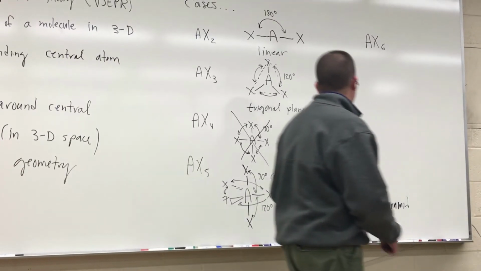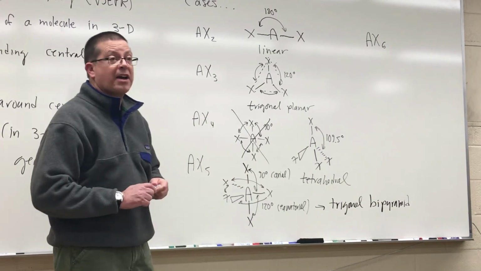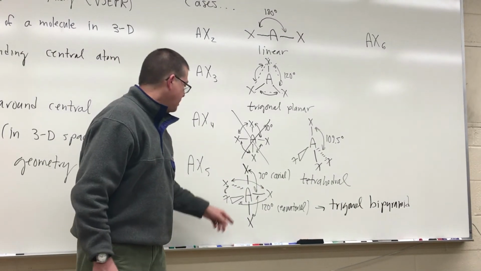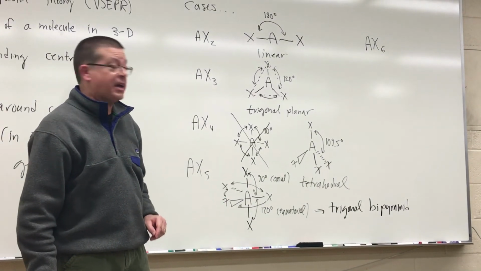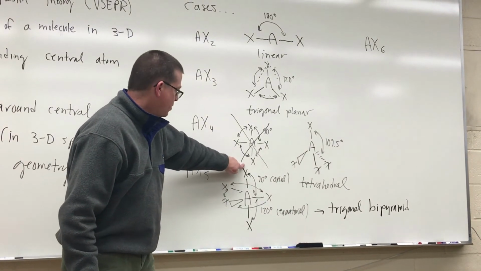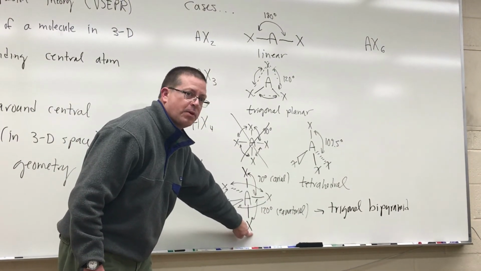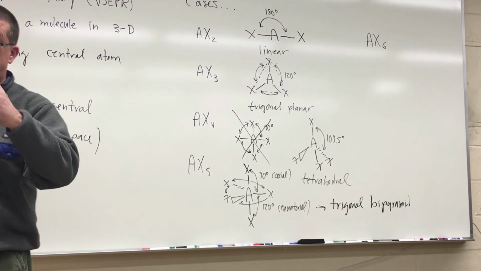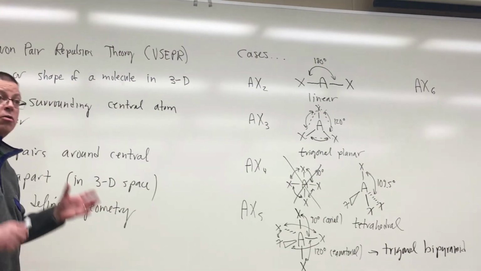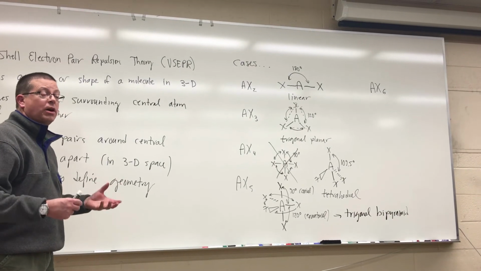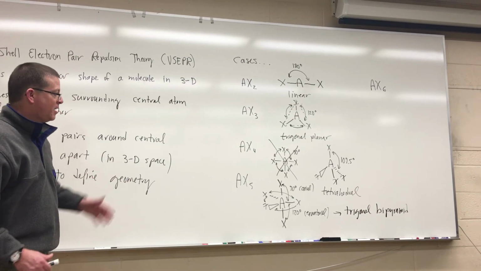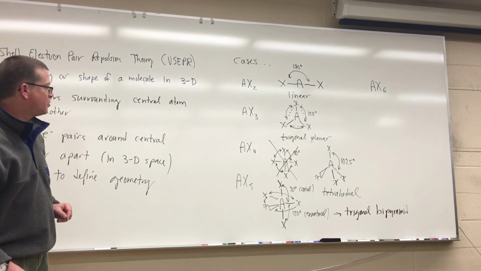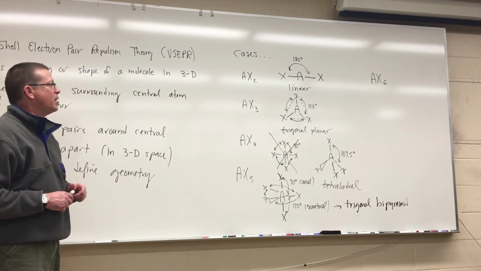Now, why would we call it that? Well, because what we actually have are 2 pyramids, right? Each one with a triangle as the base. So there's the top of the one pyramid, here's the top of the other pyramid, and the 2 pyramids are actually sitting base to base. Okay, so it's 2 pyramids, each one with a triangle as its base. So that's where that particular name comes from. So that's the AX5 situation.